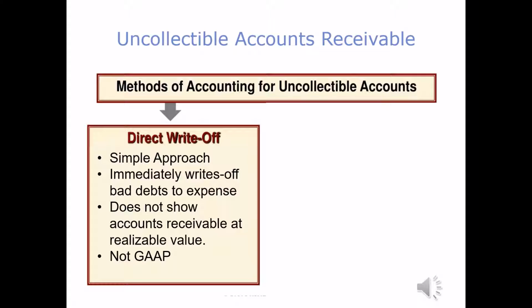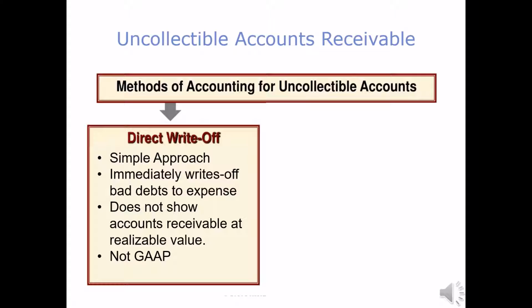We need to create some type of allowance or adjustment for customers who do not pay us. The reason is because we want our accounts receivable balance on our balance sheet to reflect a very accurate number of what we believe we can collect on accounts receivable.